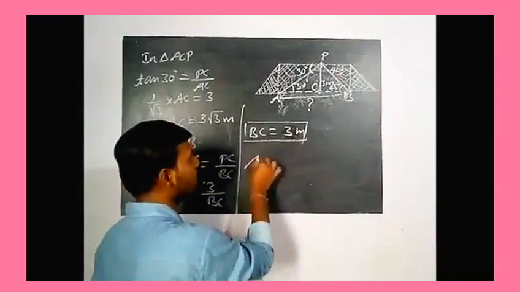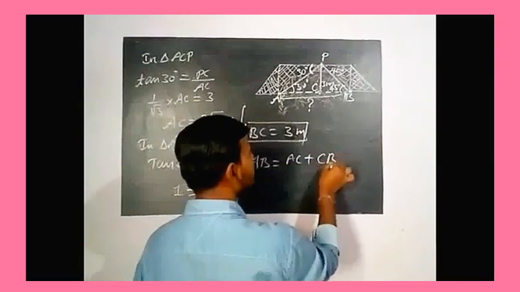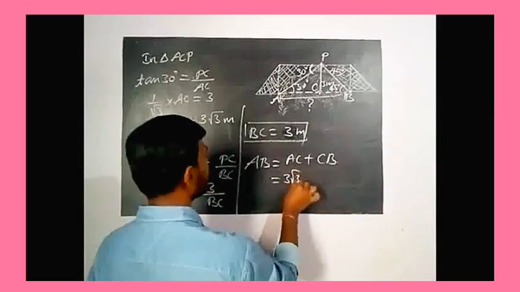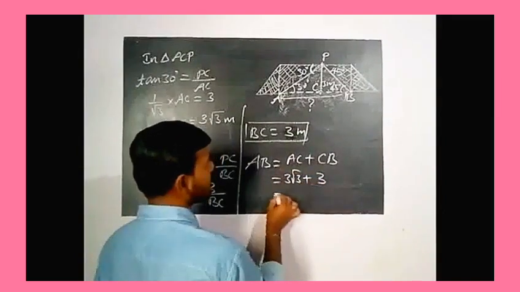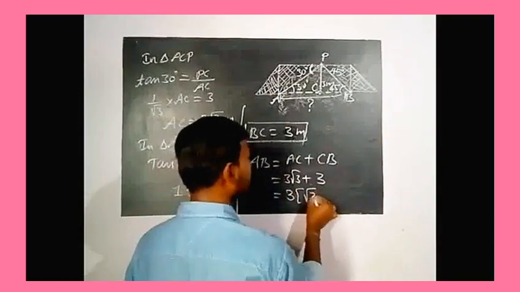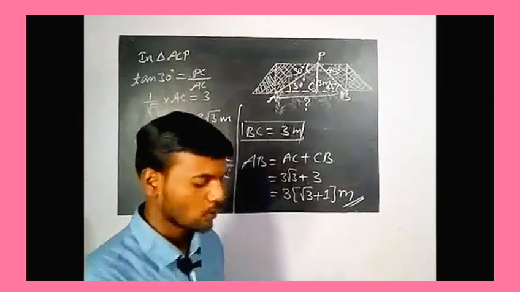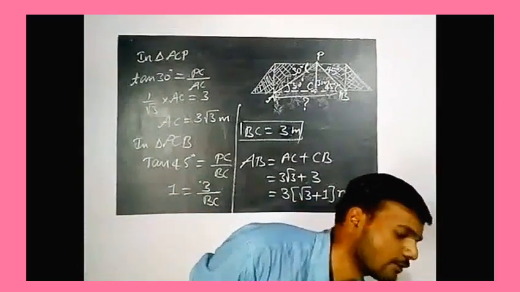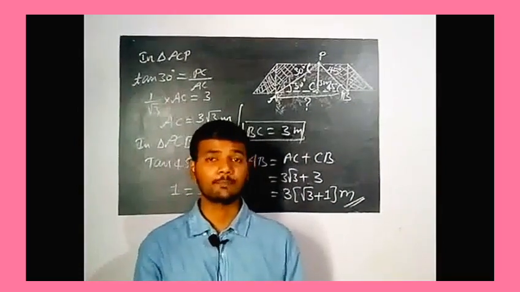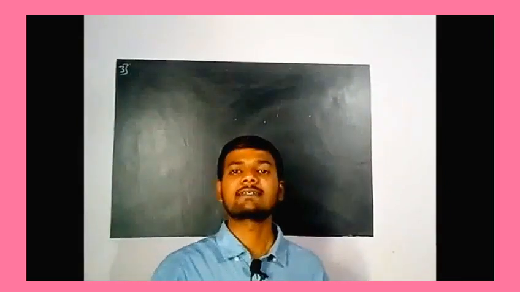That is AB. AB is equal to AC plus BC. AC is 3 root 3 plus BC is 3. Then taking 3 common, we get 3 times root 3 plus 1 as the width of the river. In this simple way we can solve trigonometrical problems and real situational problems. Let us see one more example.